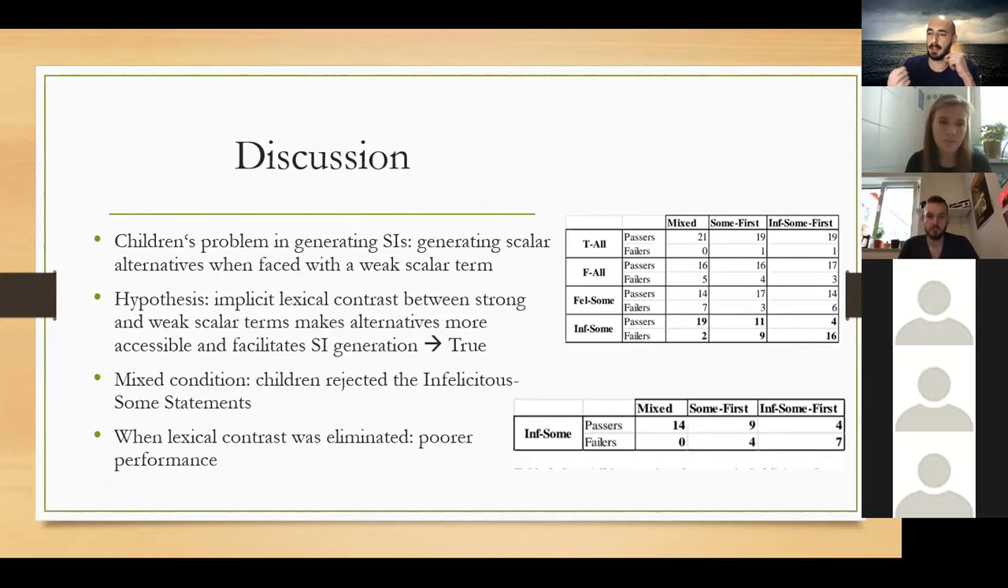And it's interesting that was the worst performance, right? So this really suggests that if they see the all alternative first, then their performance with scalar implicatures is going to be improved. So I guess their conclusion was that it was really the lexical contrast between all and some that made the implicature stronger, right? Yes. Okay, interesting. Thank you very much.